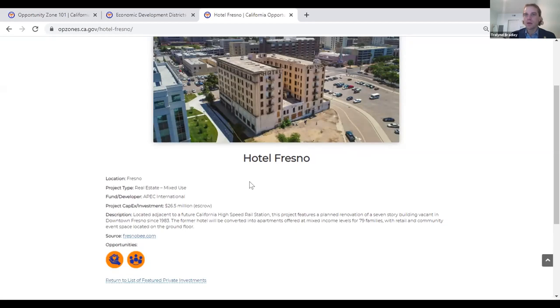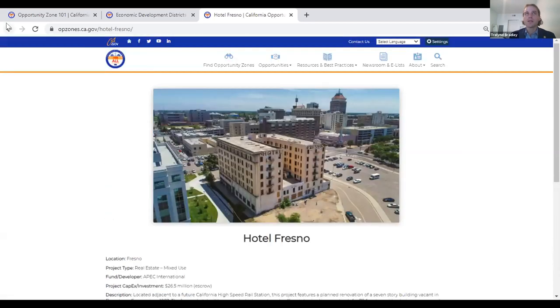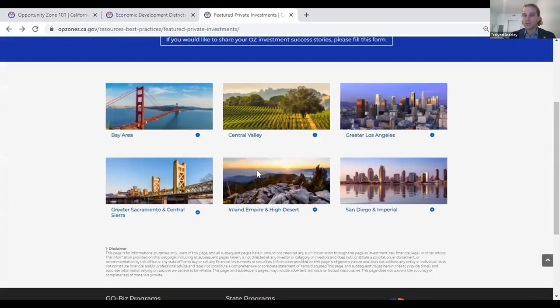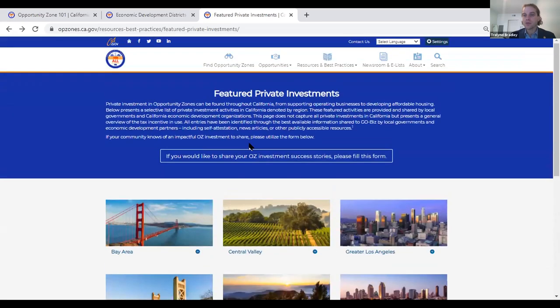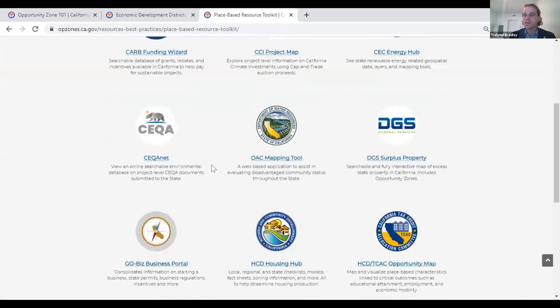This was a hotel that was essentially vacant since 1983. It's a beautiful property within Fresno, not far from the high-speed rail station, and a great example of an OZ transaction. We want to be able to highlight those OZ transactions, and also when they combine with public investment too. And then the last was trying to create a place-based resource toolkit.